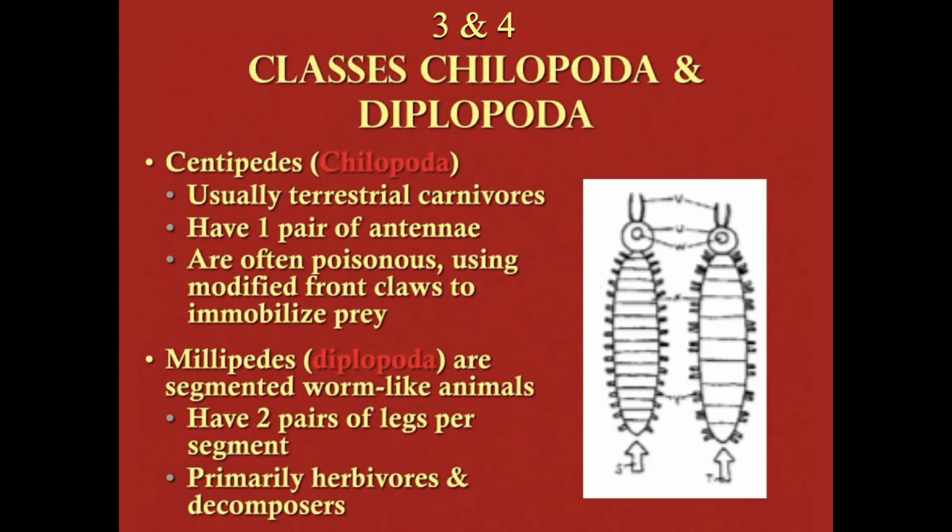Now, centipedes are going to have 1 pair of antennae, and they're going to have 1 pair of legs per body segment. Millipedes are going to have 2 pairs of legs per body segment. That's how we're going to know the difference. So in the picture, the one on the left would be a centipede, the one on the right would be a millipede.